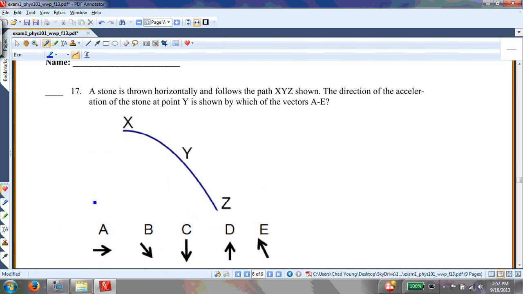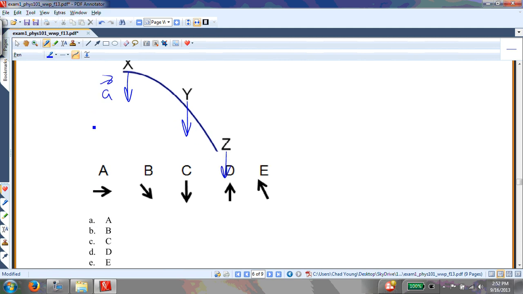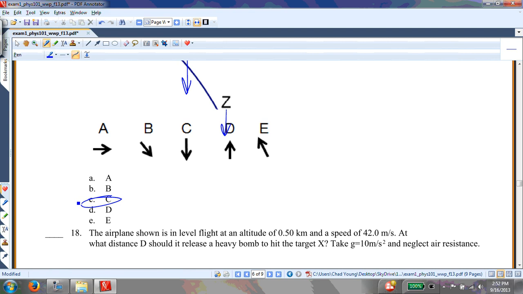Stone is thrown horizontally and follows a path x, y, z. Direction of the acceleration vector of the stone at point y, is which of these vectors? The acceleration is always downward. The acceleration vector is always downward. So that answer is C for number 17.